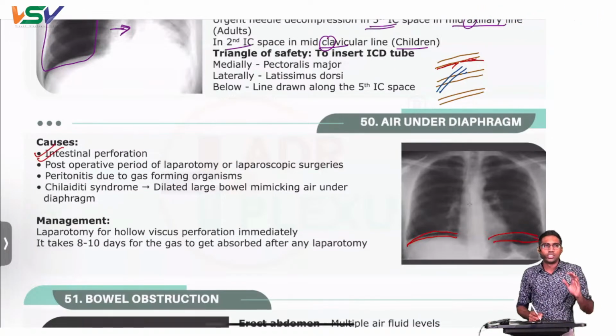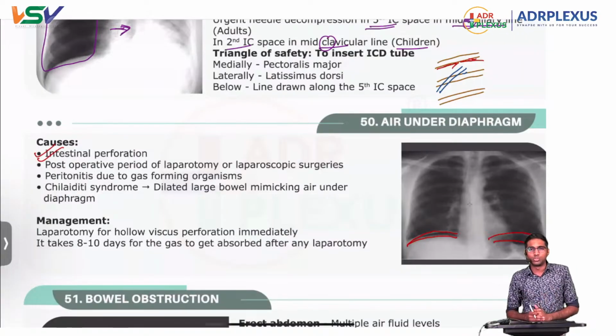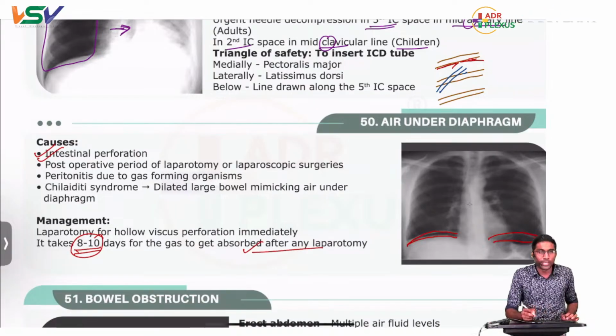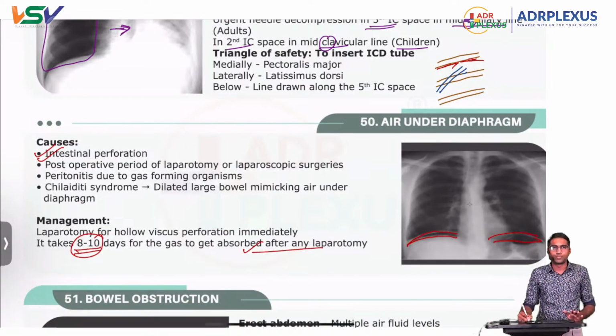And for how long does it take? So you perform a laparoscopic procedure or a laparotomy and you take an X-ray after 5 days. Some amount of air will be present. You should not think that it is a case of perforation. It is the air that has been insufflated into the peritoneal cavity. It will take about 8 to 10 days for the gas to get completely absorbed after any laparotomy.